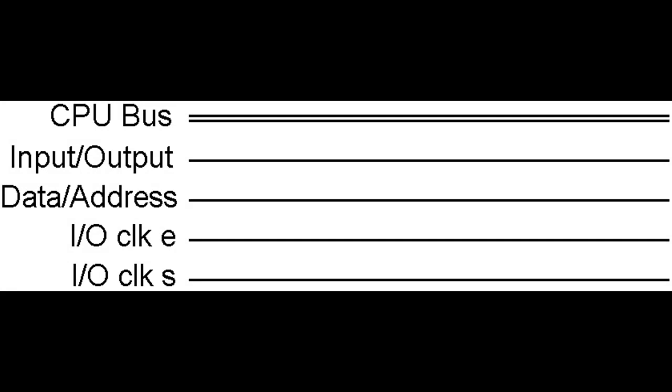Next are 4 control signals. The first 2 are input or output, and data or address, and those correspond to bits 5 and 6 of the I/O instructions. Then you have I/O clock E, which is used to indicate to I/O devices that if they have something to say, now is the time to say it. And finally, I/O clock S, which is meant to indicate to I/O devices that if they have something to read, now is the time to do so.